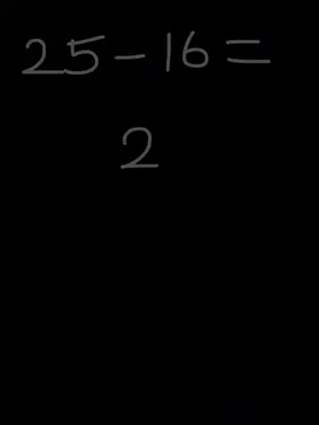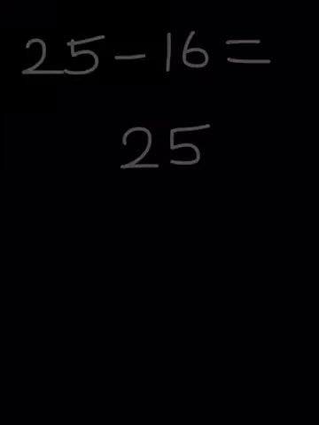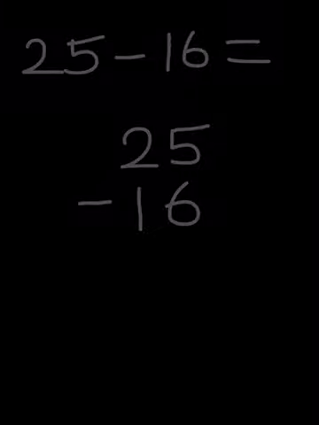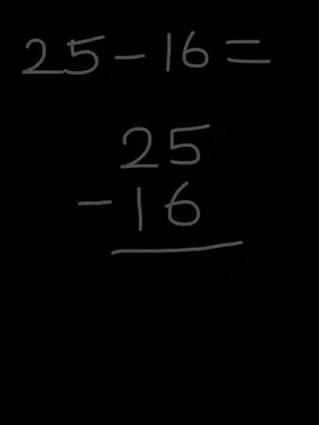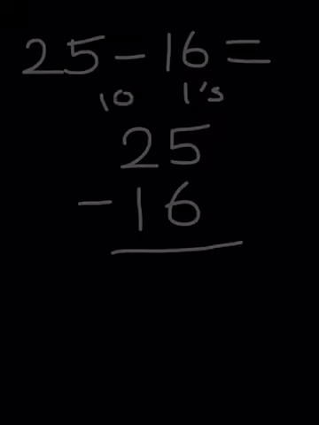Our first number we write down is 25. We would then write the other number directly underneath with a takeaway sign at the side to show us what we've got to do. We've made ourselves a ones column and we've made ourselves a tens column.